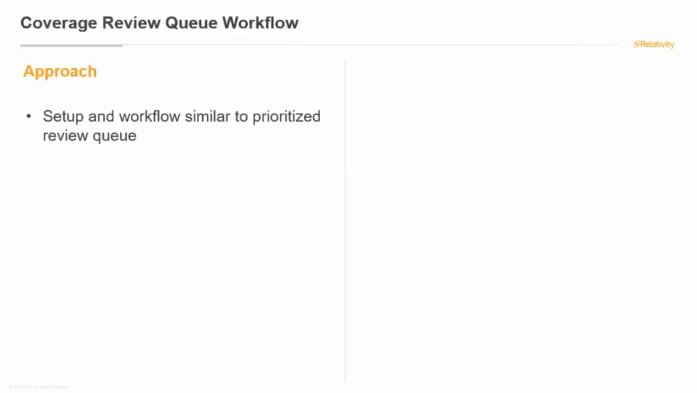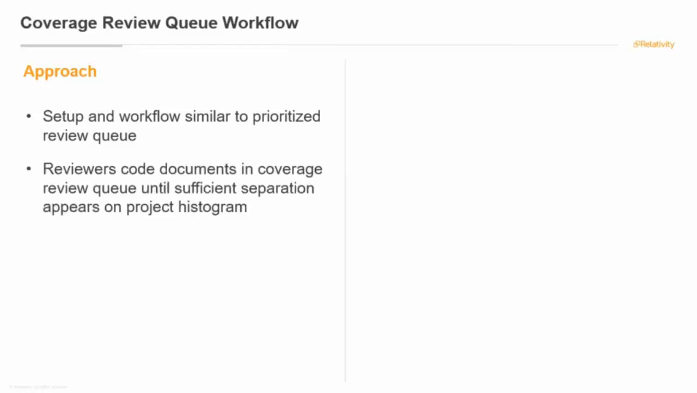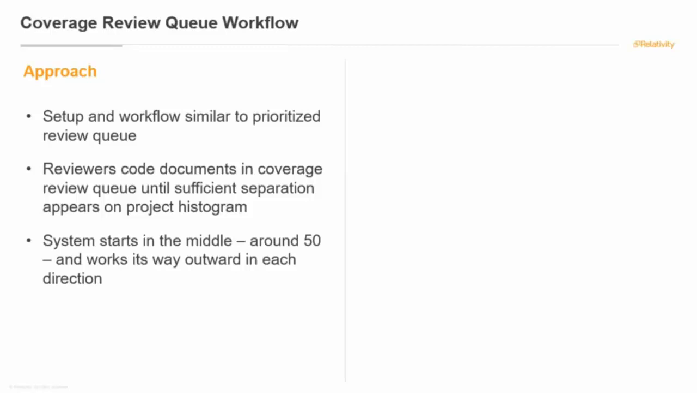So the approach here is it's set up just the same as any other queue. The reviewers are going to code documents until either there's some sufficient separation, or maybe I take a sample and I like what I see with my sample. If I take a sample manually, the way this works is it basically focuses on that middle. It focuses on the scores right around a 50, and it's going to work its way out if and as it starts exhausting those scores. So by definition, it's going to be focusing on some of the documents that it's confused about, or that it's not clear on. And you use an elusion test to basically say, okay, the model looks good.